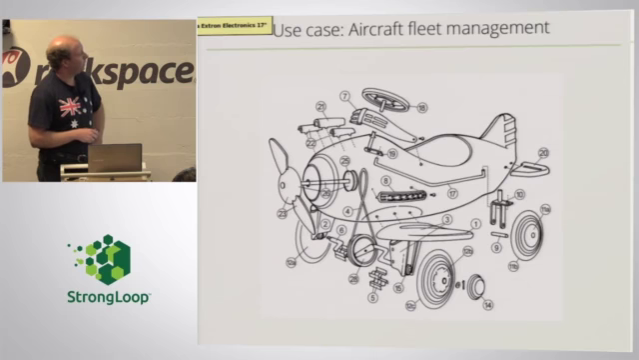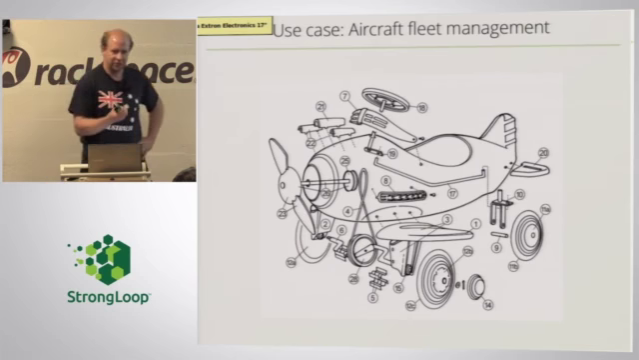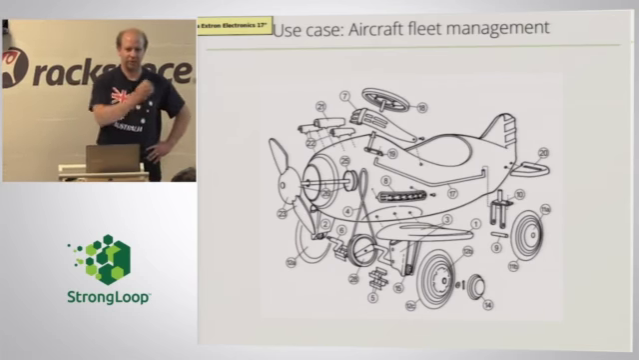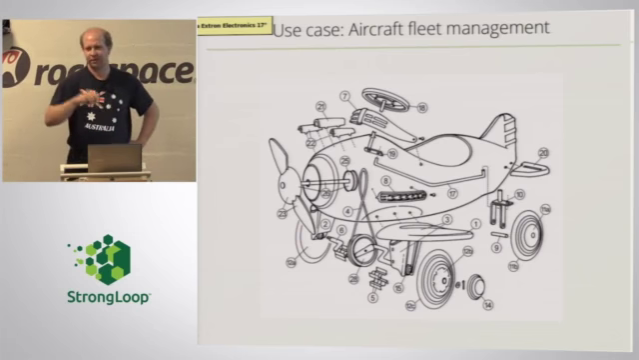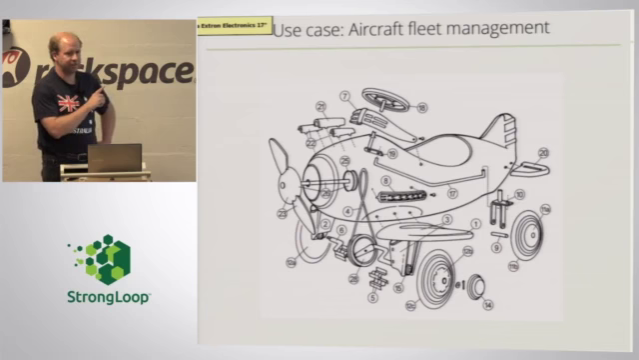Let me give you a showcase where this multi-model actually shines. Sure, it's good if you need a document store in one corner of your product and a graph database in the other. But here's an example which is far more interesting.